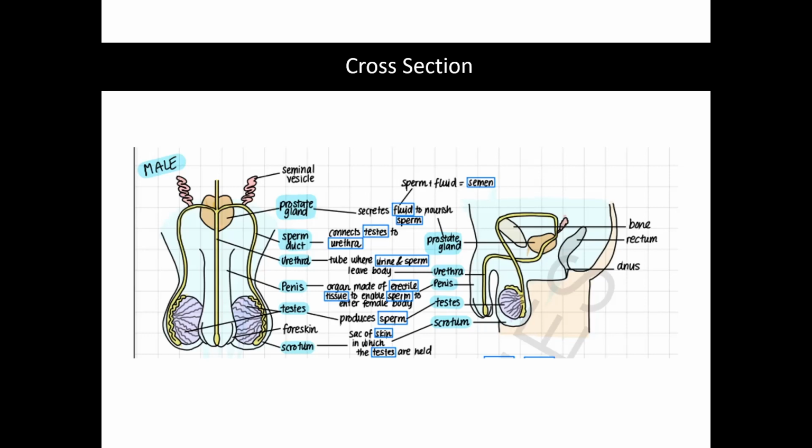So same thing, that is what is being held in here: the testis, which produces sperm. And in the cross section of it, there's a bone, the rectum and the anus, same as the female reproductive system cross section also. Okay, so what's different? It's all different words again.